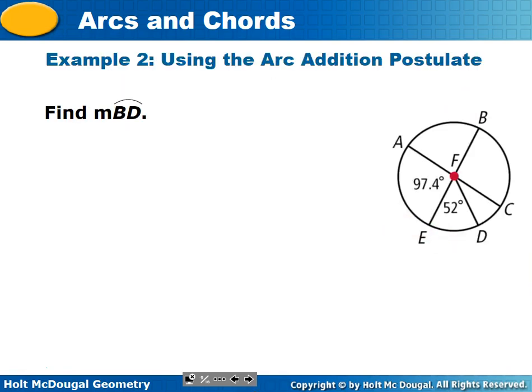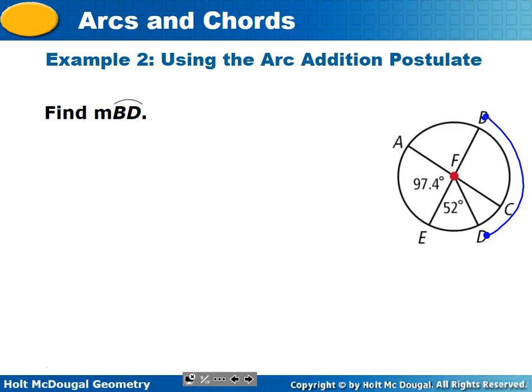So down here, for example 2, it says find the measure of arc BD. So we're looking for this arc right here, from there to there. However, before we do that, we have to find all the measures of these angles. Now I need you to notice that this is in degrees now. It's not in percentages anymore. So we know that when we add up all of these, they have to equal 360 degrees.